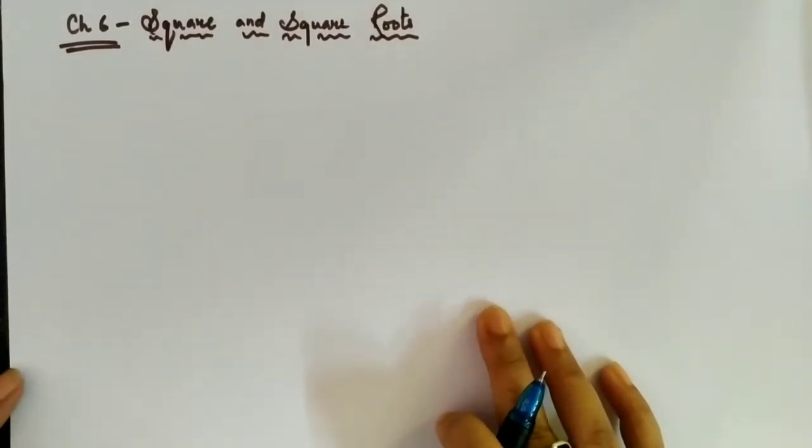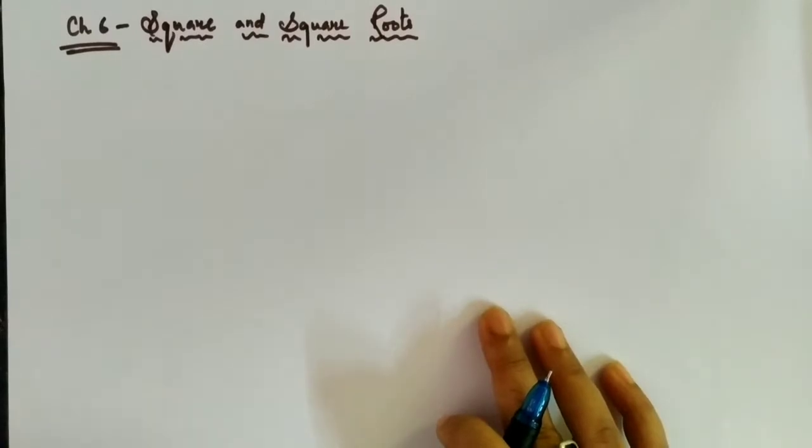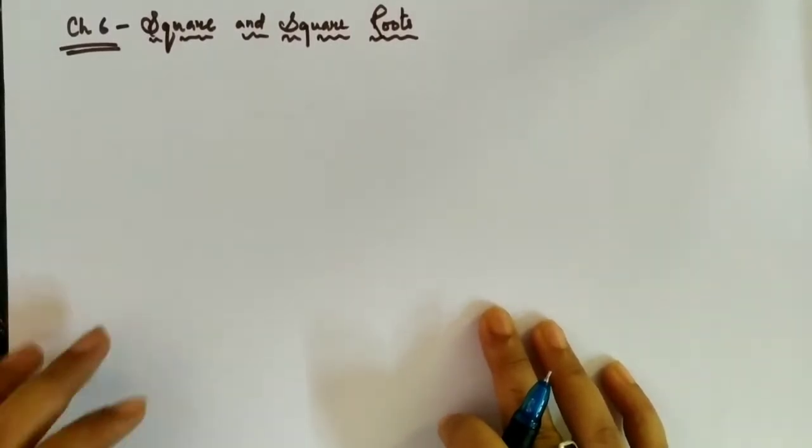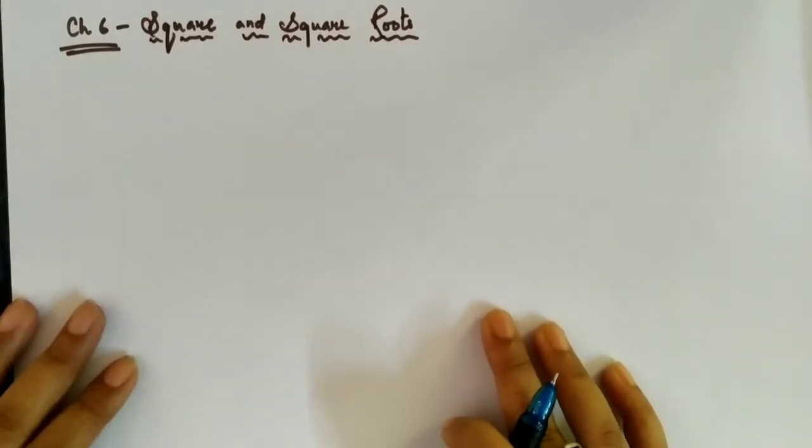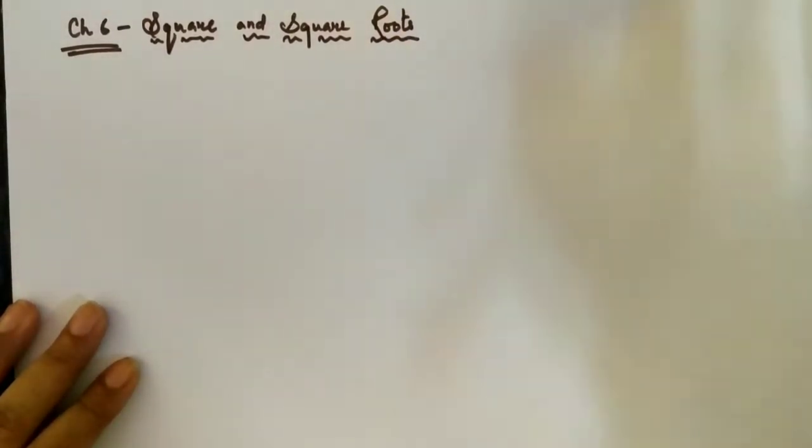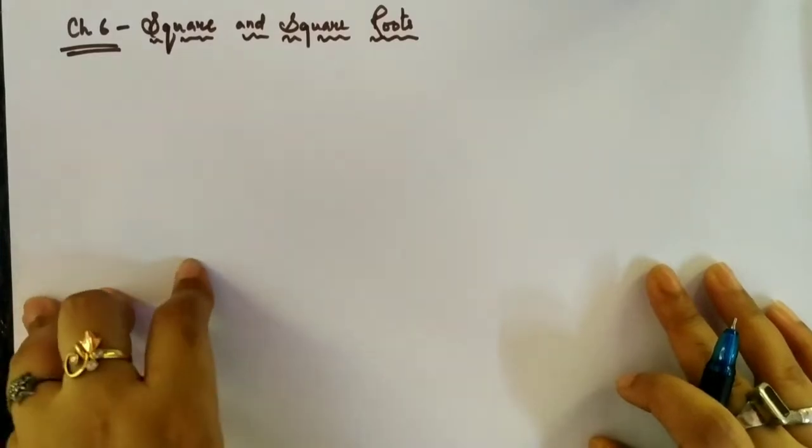Before getting ready with the exercise, I know that you have covered exponents and powers in your last class, that is in class 7. Here we have to find the square of a number. We'll learn different properties of square numbers, and at the end of our chapter we'll know how to find the square root of a number.